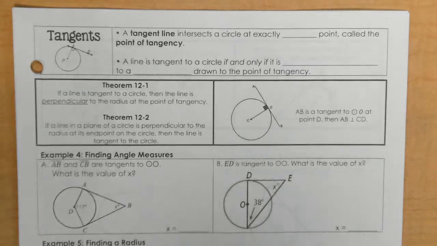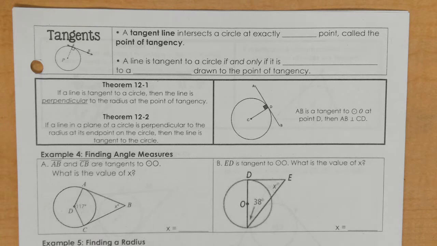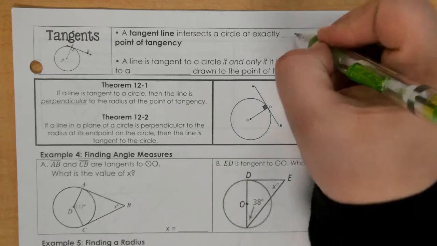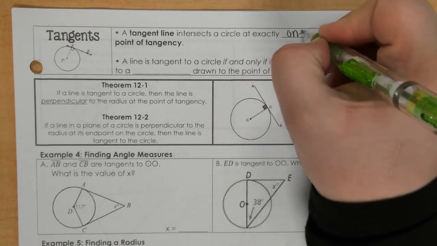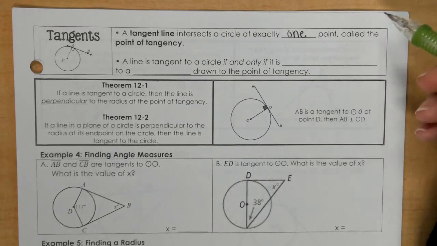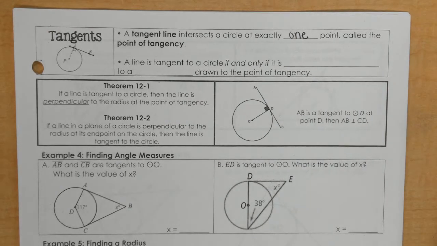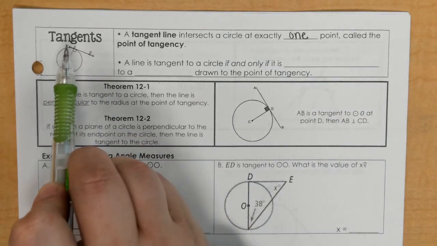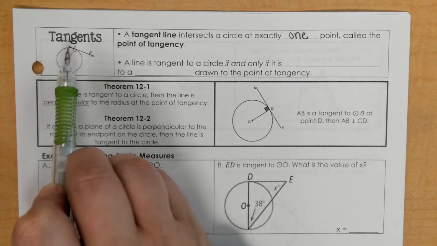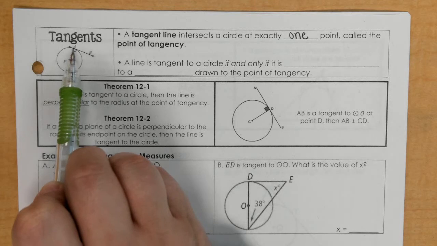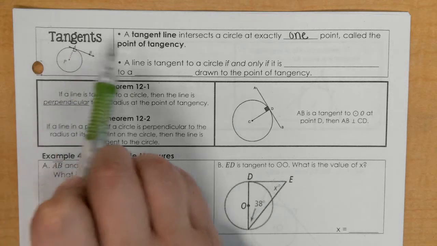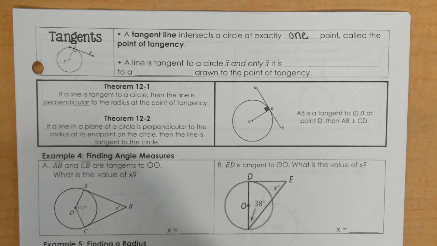For tangents, a tangent line intersects a circle at exactly one point, which is called the point of tangency. And we have discussed that just a little bit when we learned vocabulary on day 1. So you can see line AB is a tangent line, and it touches the circle at one point, which is point A, which is called the point of tangency.